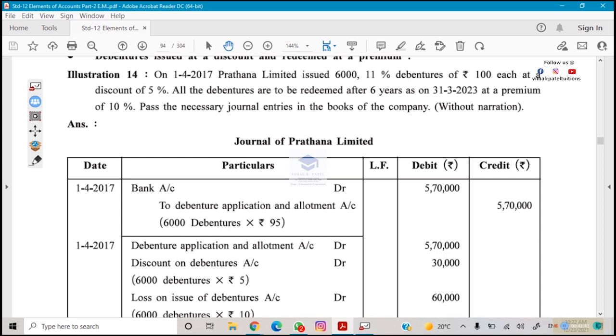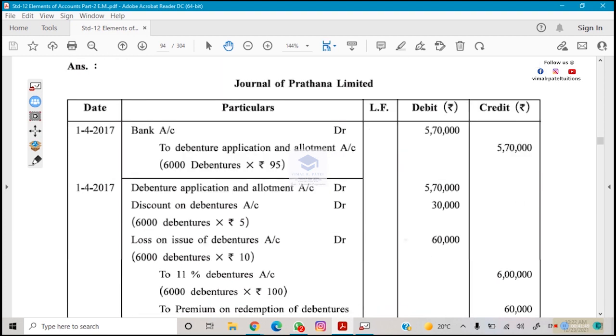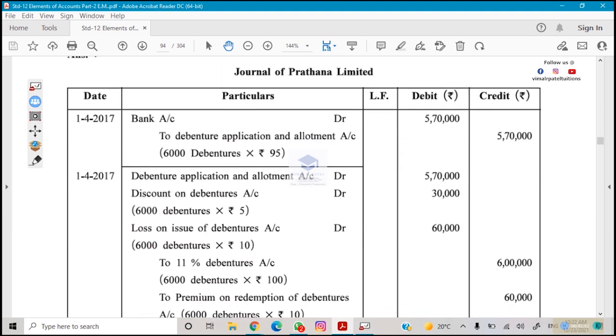So bank to debenture application and allotment on 1st April, 6,000 into 95, 5,70,000. Then debenture application and allotment account debited 5,70,000. Discount on debenture account debited 6,000 into 5 per debenture, that is 30,000. Loss on issue of debenture, 100 rupees debenture will be redeemed at 110, so extra 10 rupees is loss on issue of debenture, 6,000 into 10, 60,000. To 11% debenture, at face value 6,000 into 100, that is 6 lakh. And to premium on redemption of debenture, 6,000 into 10, 60,000.